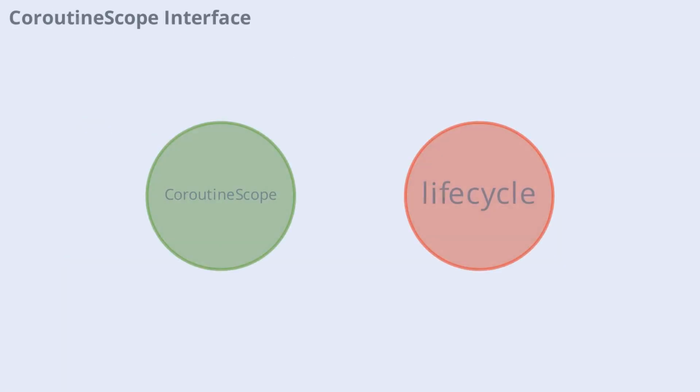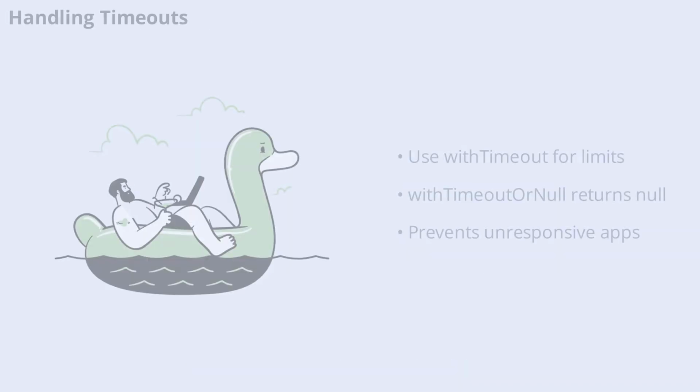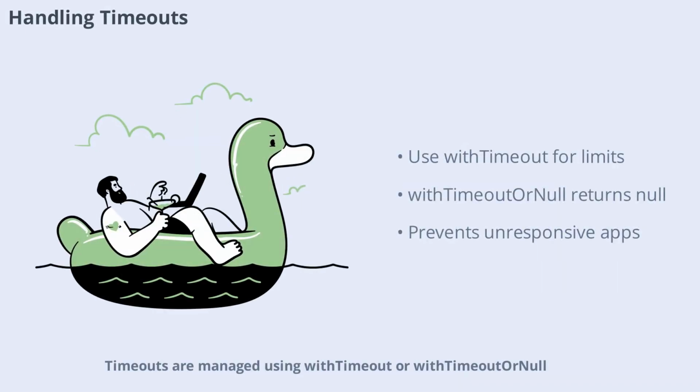The CoroutineScope interface defines a scope for launching and managing coroutines. It provides builders like launch and async and allows for structured concurrency and cancellation by managing the coroutine context and job. Timeouts are managed using withTimeout or withTimeoutOrNull.